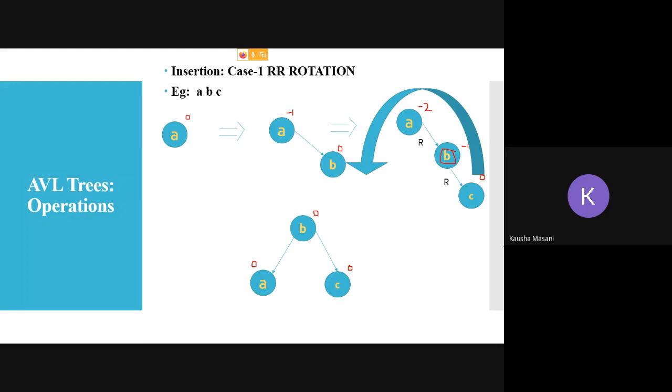Previously, the parent node was A, and that's why there was a -2 balance factor. Now you move your B to the left side, from where it is right now on the right side. Once you rotate this B on the left side, A goes on the left of B, C comes to the right of B. Now calculate the balance factor. What is the balance factor of A? 0. What is the balance factor of C? 0. So ultimately, what is the balance factor of B? 0. Got it?